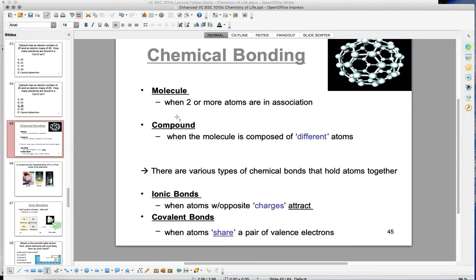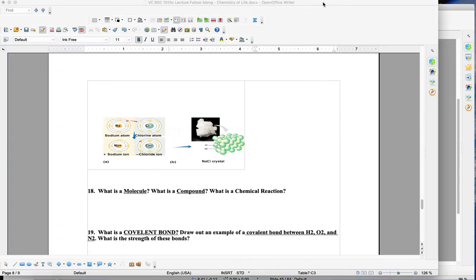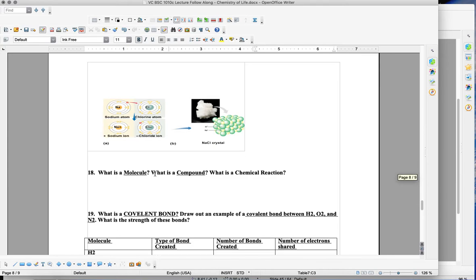So a molecule is when we just have 2 or more atoms in association, and a compound is when you have different atoms in association. So for example, we looked at H2 gas or O2 gas. Those would be molecules, but things like sodium chloride or water, H2O, are also molecules because you have atoms in association, but now they're considered a compound because you have 2 or more different atoms. So that's the difference between a molecule and a compound.